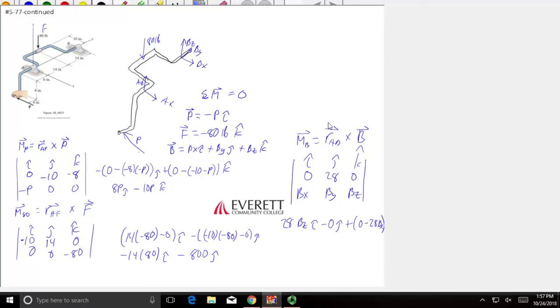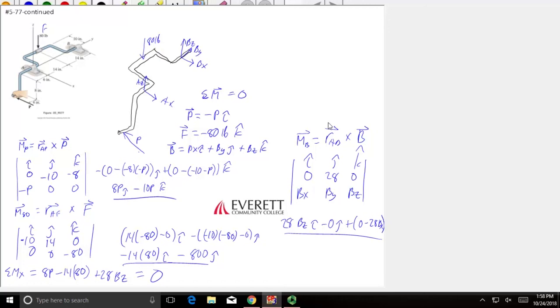Add the i's, add the j's, add the k's. They all have to equal 0. Okay? So let's add all of that up to get my resultant vector. I have three vectors to add up. So if I add up all the i's, I'm going to get 8P minus 14 times 80 plus 28Bz equals 0. This turns out to be the sum of the moments about the x-axis. Notice I can solve for Bz right there. Well, if I know P, I can solve for Bz.